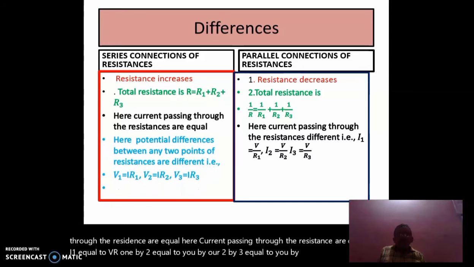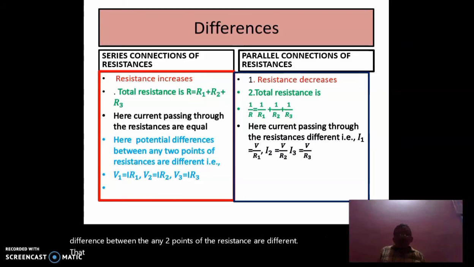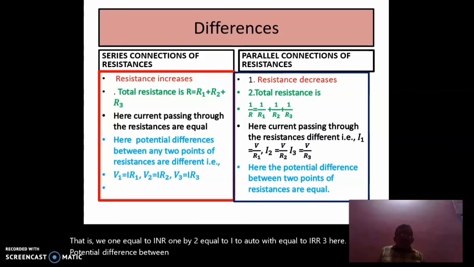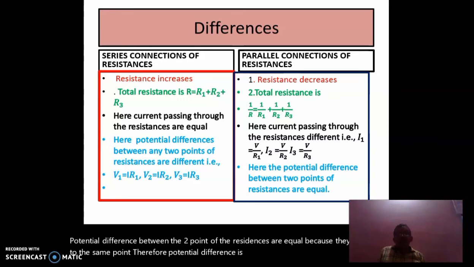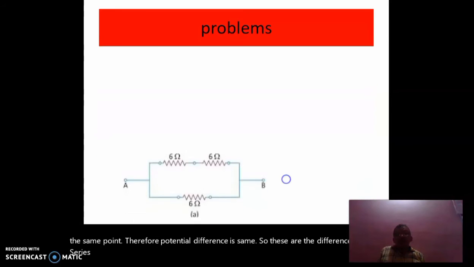Here potential difference between any 2 points of the resistances is different. That is V1 equal to I1 R1, V2 equal to I2 R2, V3 equal to I R3. Here potential difference between the 2 points of the resistances is equal because they are connected to the same point. So therefore potential difference is the same. So these are the differences between the series connection and parallel connection.